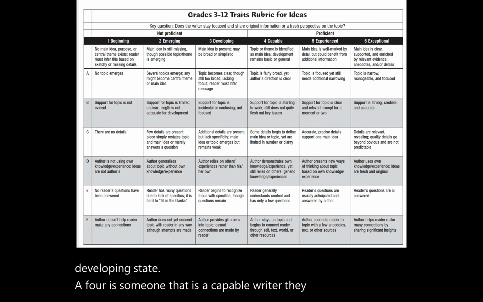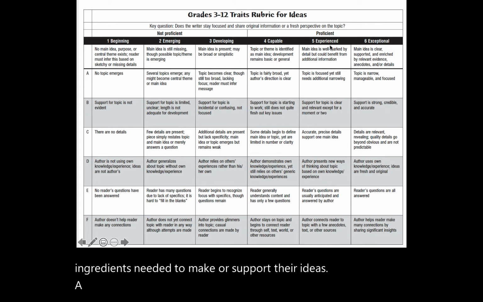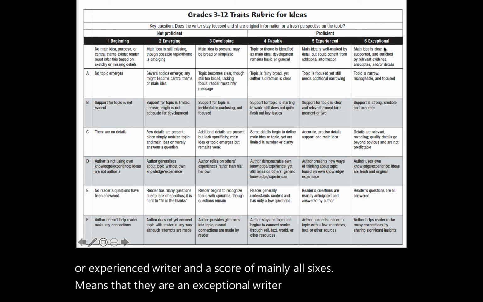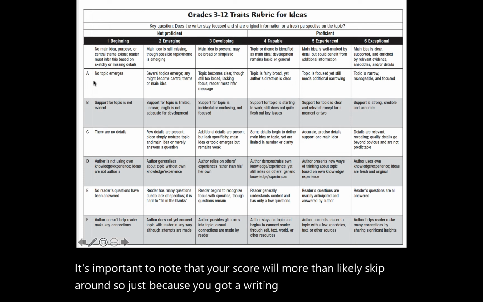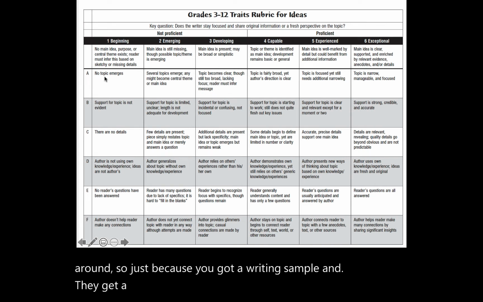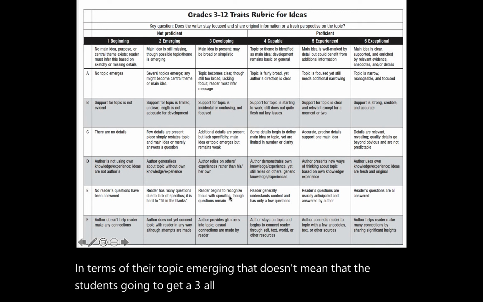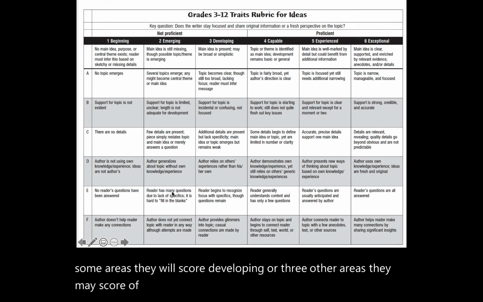They have a lot of the ingredients needed to make or support their ideas. A score of 5 means that they are considered either a proficient or experienced writer. And a score of mainly all sixes means that they are an exceptional writer. So it's important to note that your score will more than likely skip around. Just because you get a writing sample and they get a 3 in terms of their topic emerging, that doesn't mean that the student's going to get a 3 all down the column. It's very typical that some areas they will score developing or a 3, other areas they may score a 4, other areas a 2, and so forth.